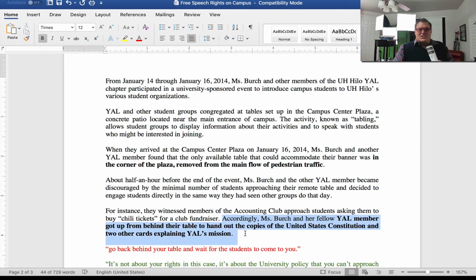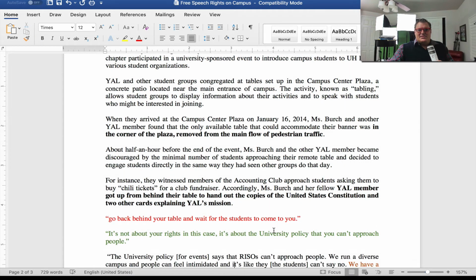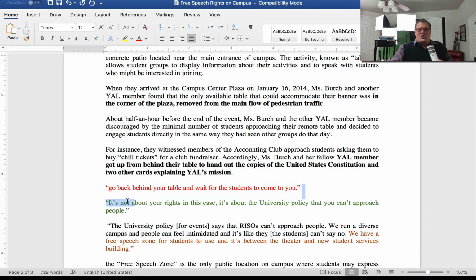So, but they were stopped, and one of the campus staff came up and said, go back behind your table and wait for the students to come to you. These are the allegations. Go back behind your table, wait for the students to come to you. And so there was a little scuffle about that. Well, what? We see other people doing it. It's not about your rights in this case. It's about the university policy that you can't approach people. So this is what they're being told.